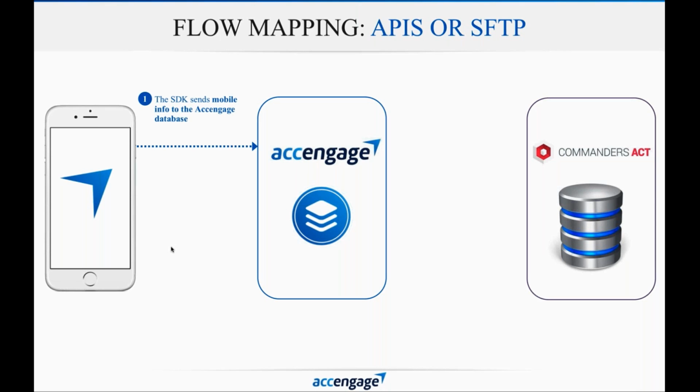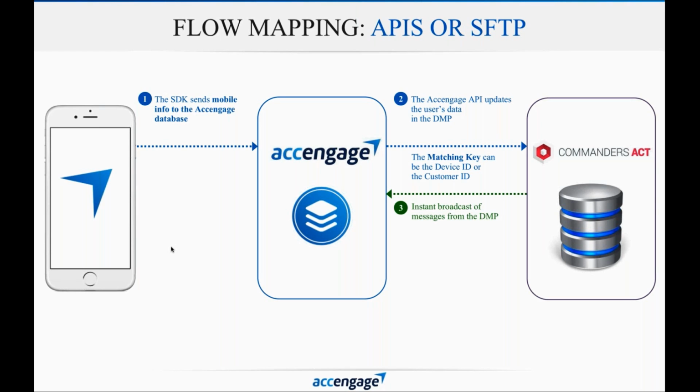The first step, the SDK will send mobile information to the Accengage database. Second step, the Accengage API will update the user's data in the DMP, with matching keys that can be either the device ID or the customer ID. Third step, instant broadcast of messages from the DMP with the ability to transfer more data in order to improve the segmentation, the personalization capabilities, and broadcast from the Accengage interface.